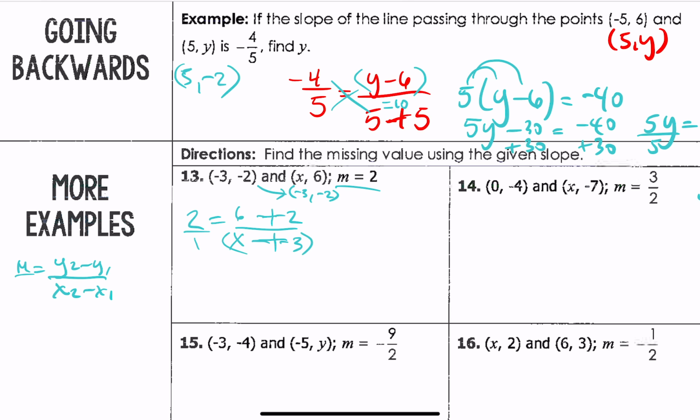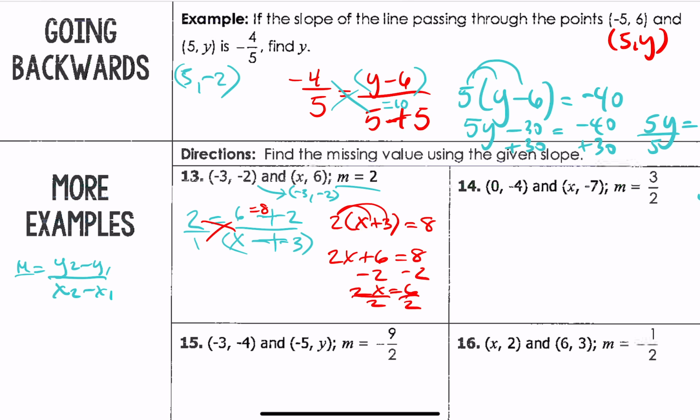And now I'm going to do my math where I do 2 times x plus 3 equals, and then I do 1 times, and you know 6 plus 2 is 8, so 1 times 8 is 8, and now I'm going to solve this equation. 2 times x is 2x, 2 times 3 is 6. Now I can solve. I'm going to subtract 6 from both sides. 2x equals 2. Divide both sides by 2. X is equal to 1. So I found that missing value. X is 1.